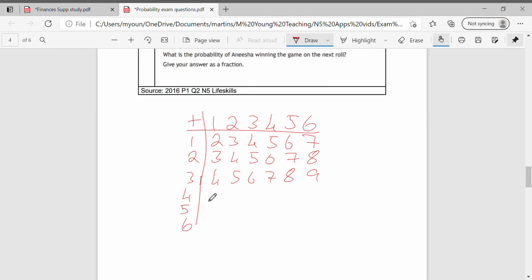4 plus 1 is 5. 5 plus 1 is 6, and so on. And then 6 plus 1 is 7, and so on. And that's all the possibilities. Alright, and what you can check then, 6 rows of 6, there is 36 in total.